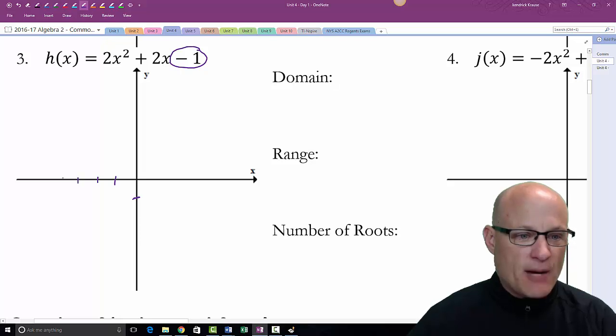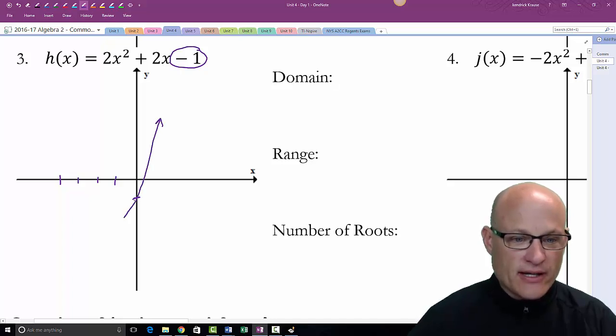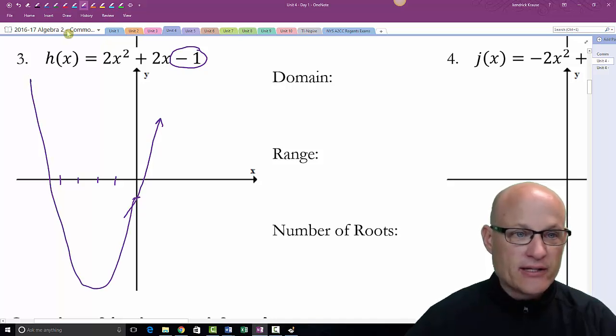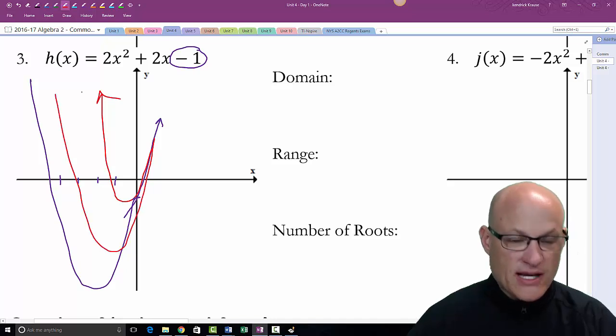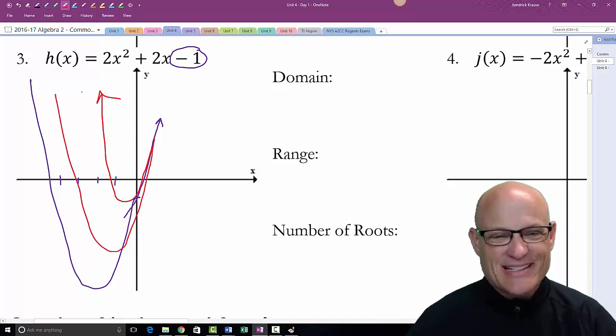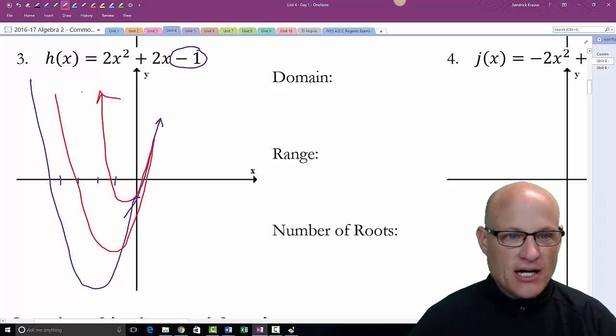And I know it's going up. So I know it's going to hit the y-axis right here, and I know it's going up. I don't know if it looks like this. I don't know if it looks like this. I don't know if it looks like this. I don't know exactly what it looks like until I actually graph it.